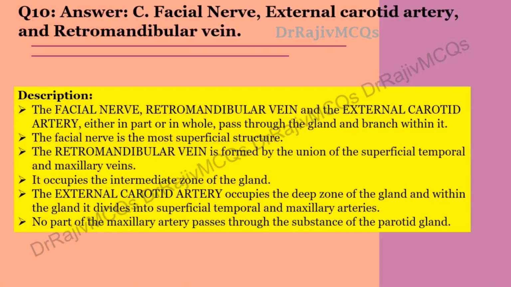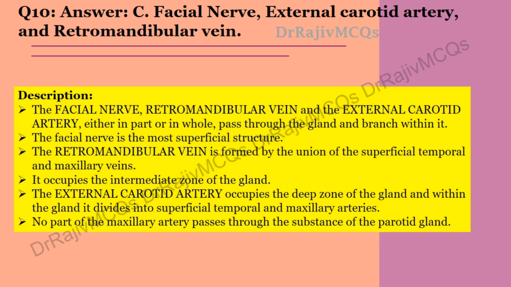The most appropriate answer in question number 10 is option C. The facial nerve, retromandibular vein and the external carotid artery, either in part or in whole, pass through the parotid gland and branch within it. The facial nerve is the most superficial structure. 80% of the parotid gland lies superficial and 20% deep to the nerve.